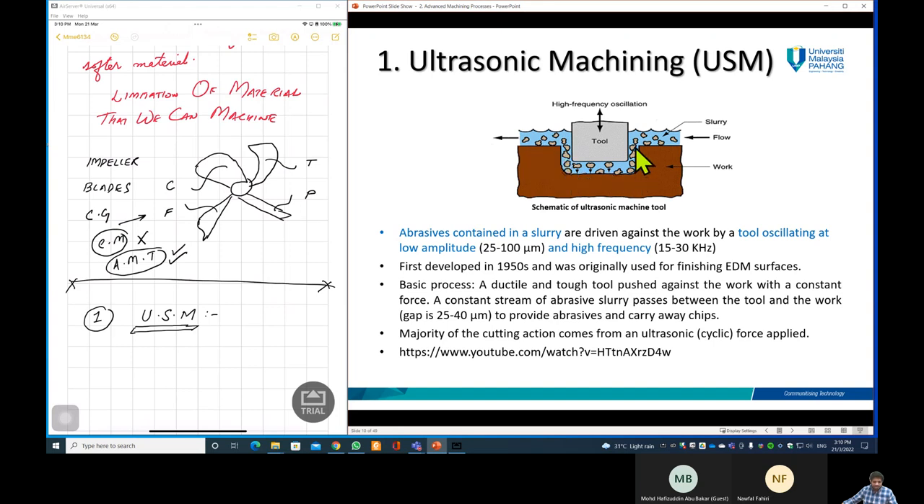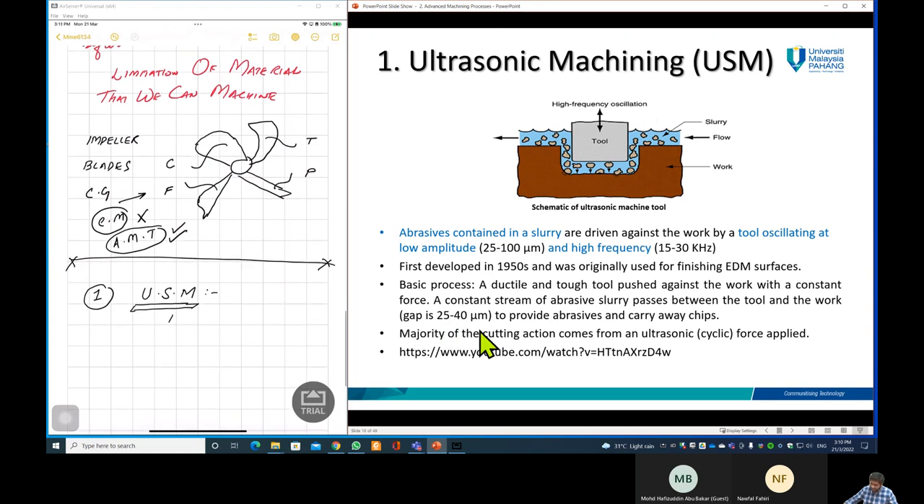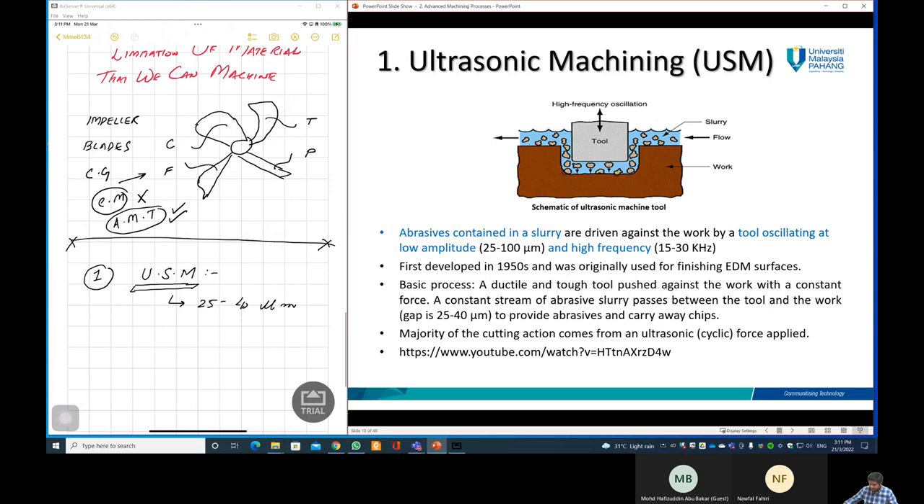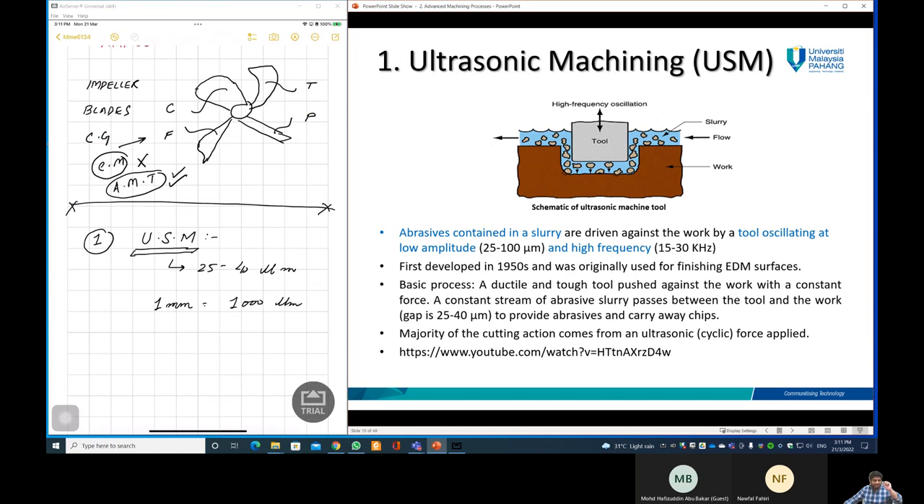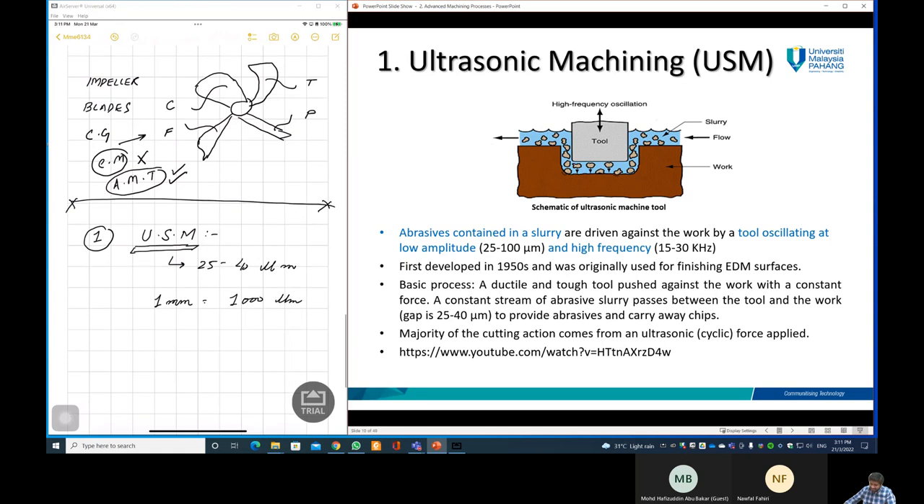So this is my workpiece, or work part, or my job, this brown color, and the tool is some amount of clearance away from the workpiece. That gap between the tool and the workpiece is given as 25 to 40 micrometer. So 1 millimeter has 1000 micrometer. So this is very, very small, almost 50 to 100 times less than 1 millimeter. So this is characteristic number one.